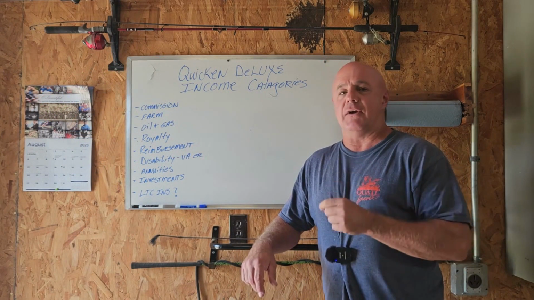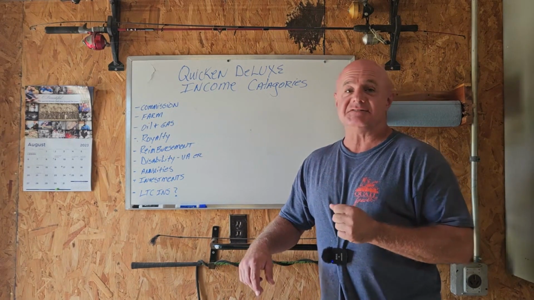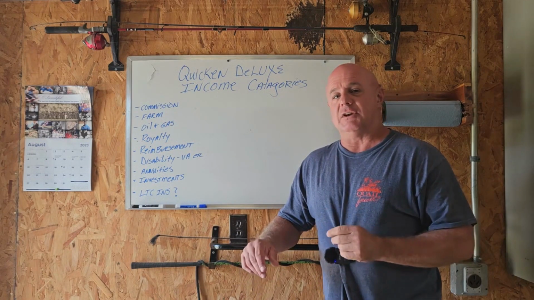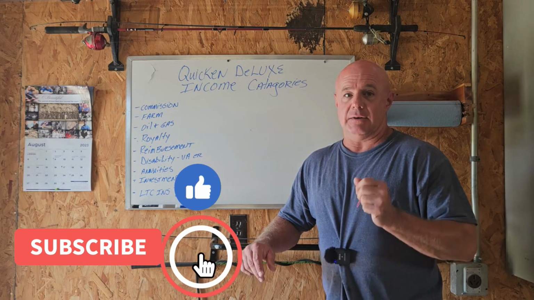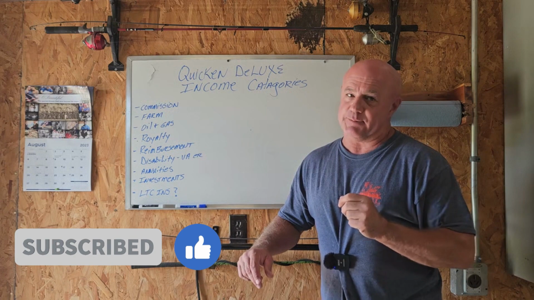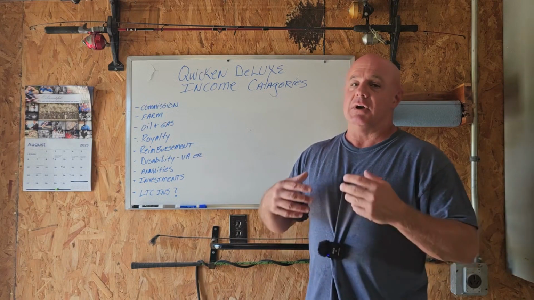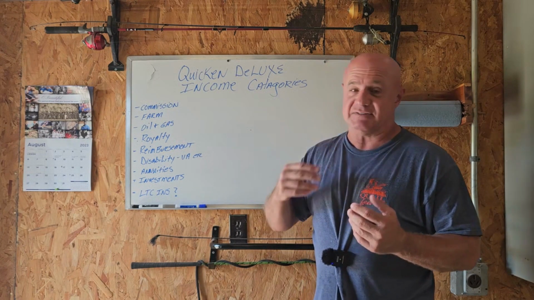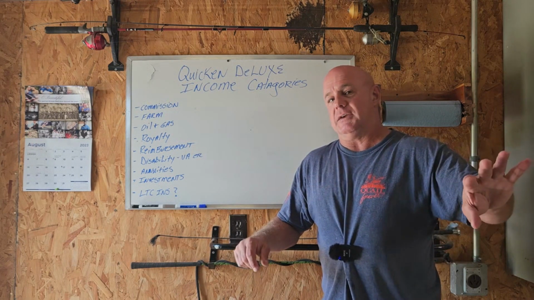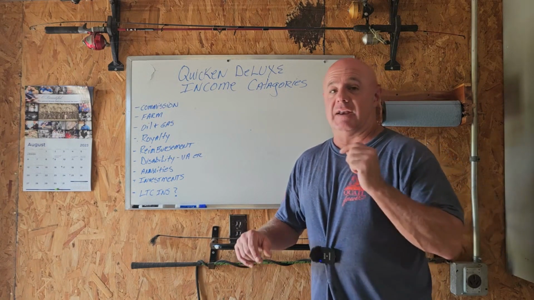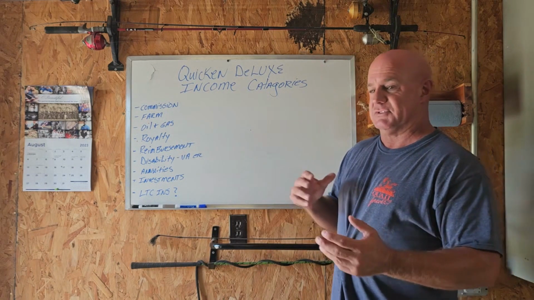Okay, so we're on our very last category on the QuickBooks, the Quicken Deluxe, and this is the income categories. All those videos I did before were about the expense categories. And just a disclaimer, I am not a CPA, nor am I a tax advisor. I am just giving you my opinion and what I do for my companies and my business and how it works for me. So I went through all of the expenses before, and now we're going to talk about the income categories. And this one's going to be kind of a short one because there's not a whole lot.